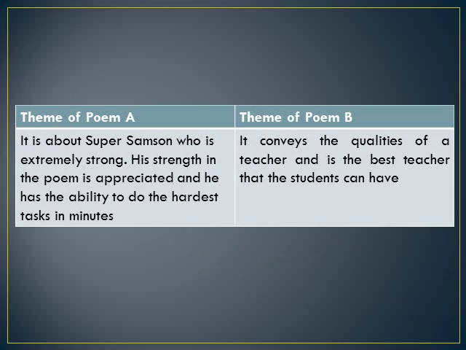The theme of poem A, it is about Super Samson, who is extremely strong. His strength in the poem is appreciated and he has the ability to do the hardest task in minutes. Theme of poem B, it conveys the qualities of a teacher and is the best teacher that the students can have.